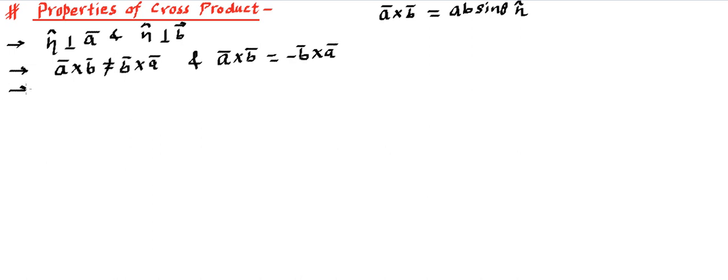As far as the distributive law is concerned, if it is written as A cross (B plus C), this cross product is distributive over addition. That means we can take this A inside, but keeping in mind the order should not change. Keeping the order intact, we can write A cross B plus A cross C vector. This is allowed, but this order has to be maintained. So distribution is allowed, however the commutative law is not valid.